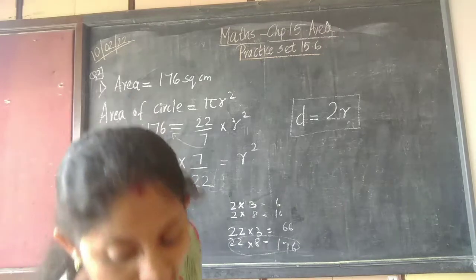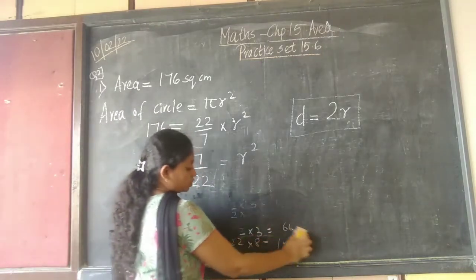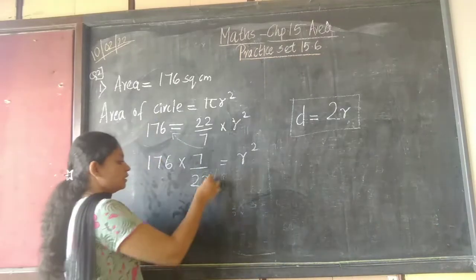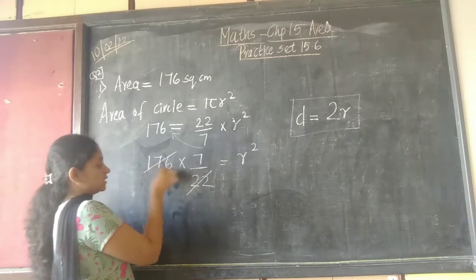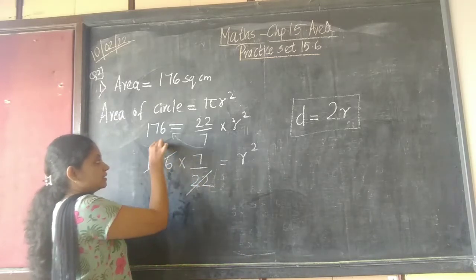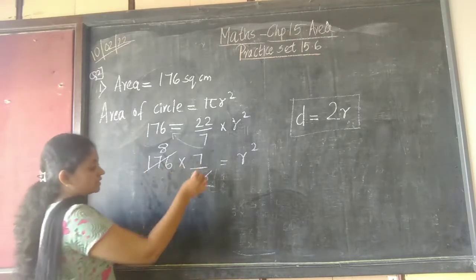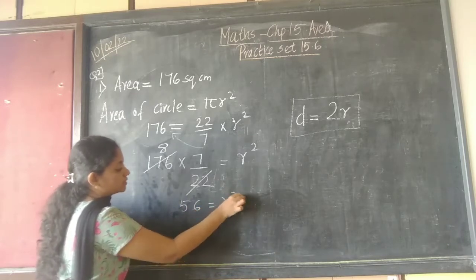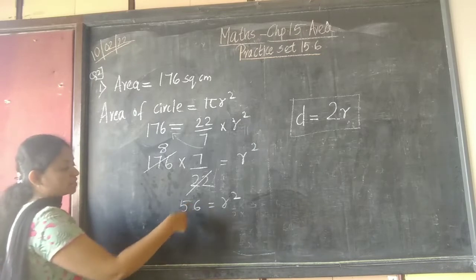You can solve in your own way, not necessarily you have to follow what I am showing. You can check whether it comes in the table of 22 or not in any other way. Okay, so we can cancel 22 and 176. 22 eights are 176. What is remaining here? 7 eights are 56, which is equal to r square. Clear?